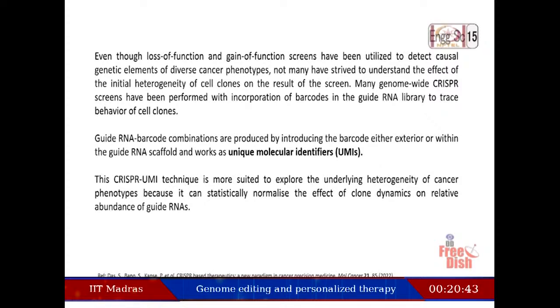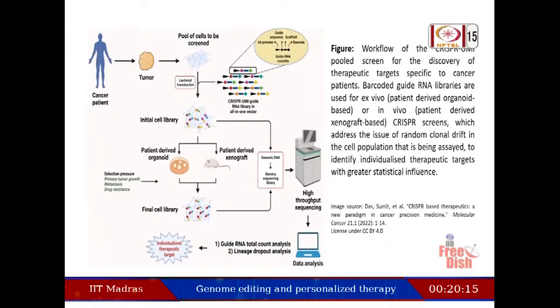of the screen. Many genome-wide CRISPR screens have been performed with incorporation of barcodes in the guide RNA library to trace behavior of cell clones. Guide RNA barcode combinations are produced by introducing the barcode either exterior or within the guide RNA scaffold and work as unique molecular identifiers. The CRISPR UMI technique is more suited to explore the underlying heterogeneity of cancer phenotypes because it can statistically normalize the effect of clone dynamics on relative abundance of guide RNAs.